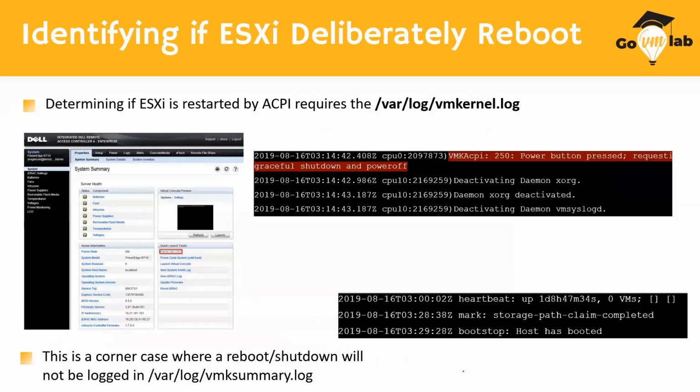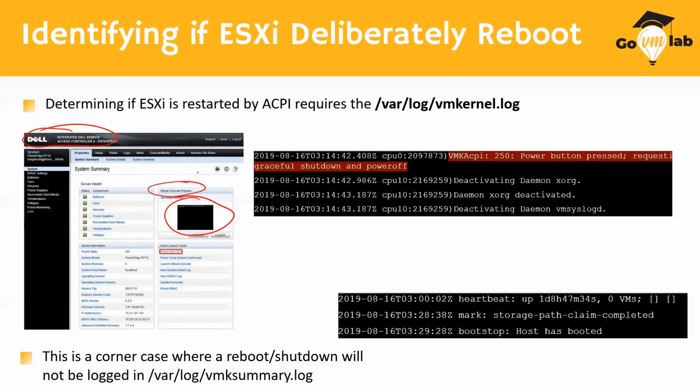Now the next is basically determining if my ESXi host is restarted by ILO. As I mentioned, you might restart your ESXi host not from your vSphere client, DCUI, or your shell, but you can do this power cycle from the ILO itself. This is our Dell iDRAC, and this is my ESXi console, which you can see as the virtual console.